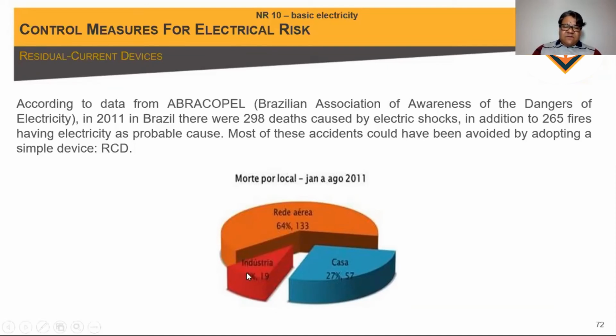According to these statistics, we have the number of deaths according to the location. So the aerial net, the industry 9%, and houses 27%, almost 28%. The domestic part, the industrial part, and the supply part.